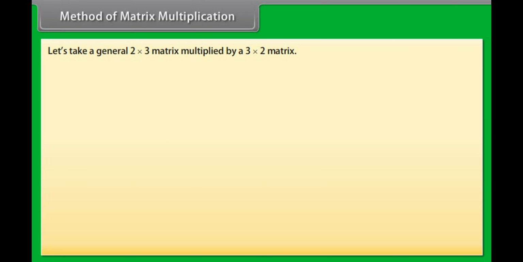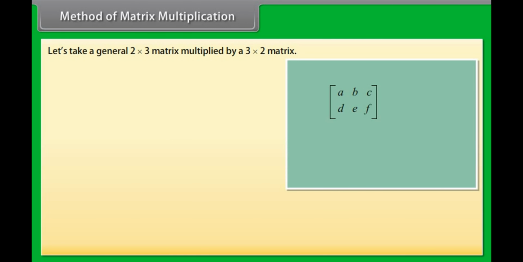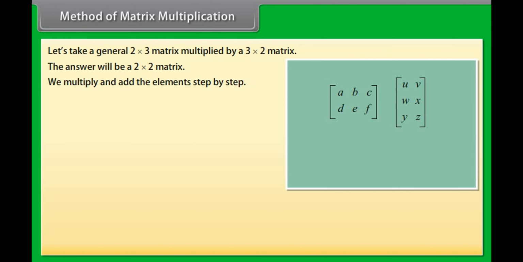Method of matrix multiplication. Let's now learn the method to multiply two matrices. Let's take a general 2 by 3 matrix multiplied by a 3 by 2 matrix. The answer will be a 2 by 2 matrix. We multiply and add the elements step by step.